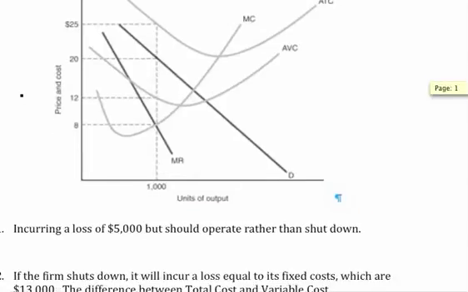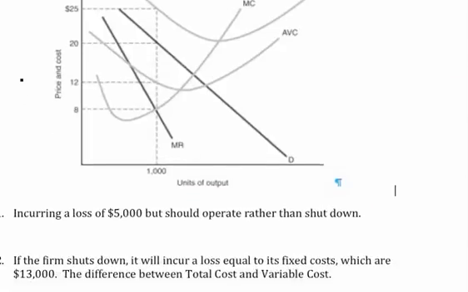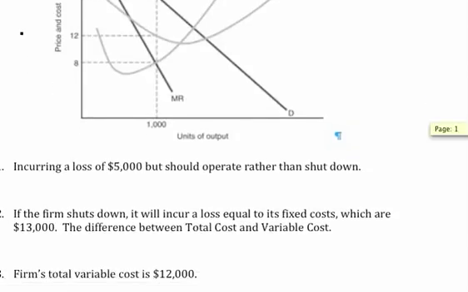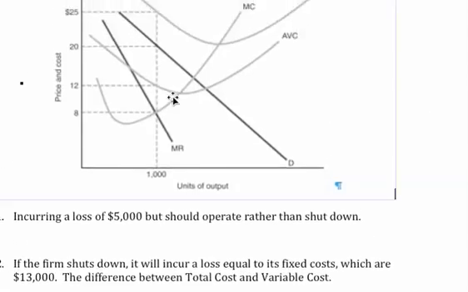If we go down to the second, if the firm shuts down, it will incur a loss equal to its fixed cost. Well, as I've already explained, $13,000. The difference, $25 to produce a unit, minus the variable cost of $12 will give me $13 per unit. For a fixed cost times 1,000 is $13,000. Then it says the firm's total variable cost. Well, my variable cost is 12, once again, times 1,000 is $12,000.